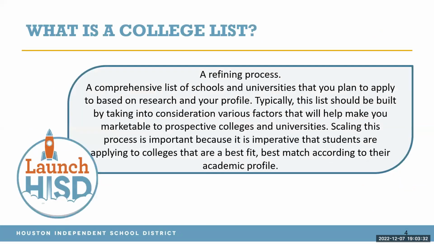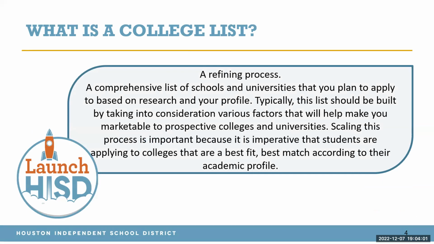So what is a college list? It's definitely a refining process, but essentially it's the student's comprehensive list of schools and universities that they plan to apply to. This process should be based on research and their academic profile. Oftentimes students have very interesting and sometimes intense college lists. For example, they may have 20 reach schools on their list and maybe one safety, and that's not exactly realistic.